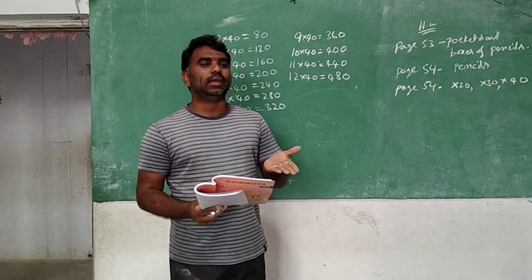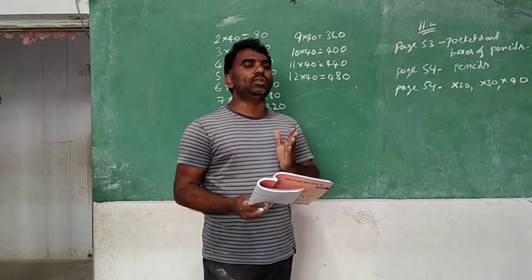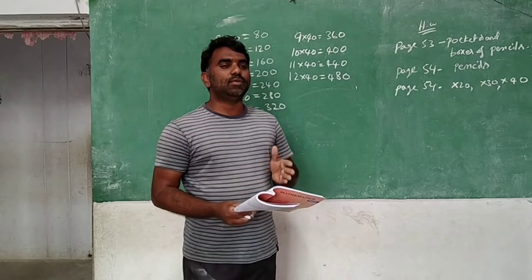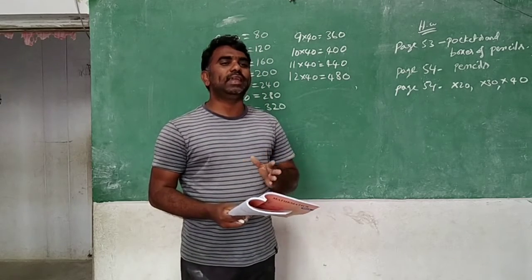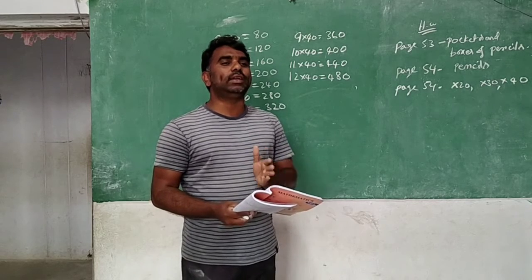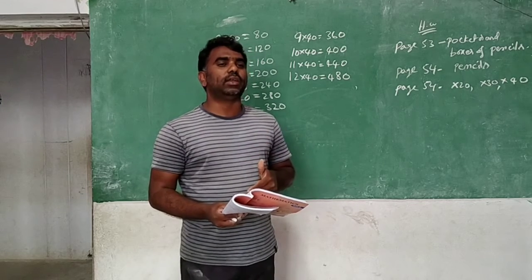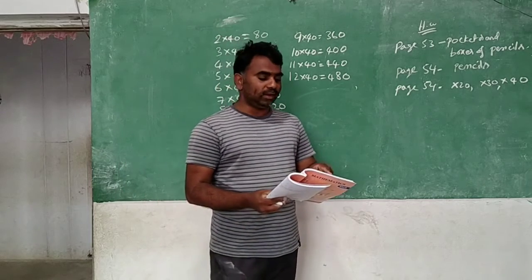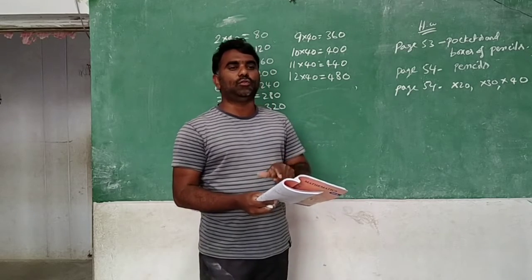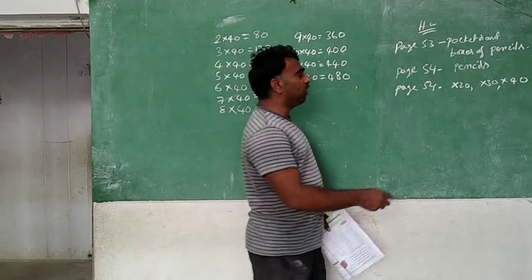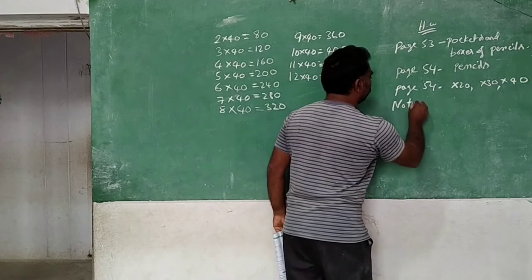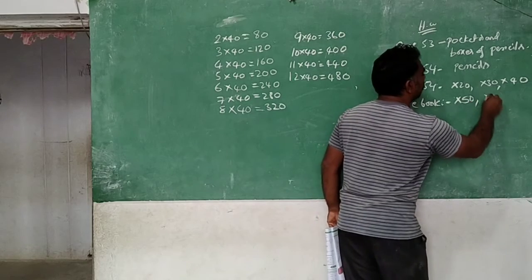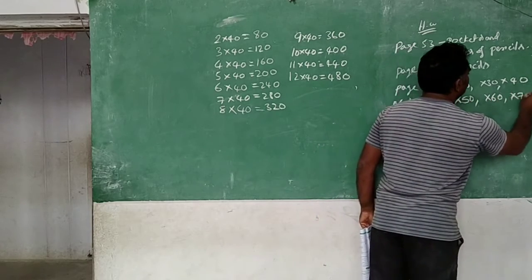And one more line: 2 into 60, 3 into 60, 4 into 60, like that. One more line: 2 into 70, 3 into 70, 4 into 70, like that. These three lines you need to write in the notebook. In the textbook, you will complete into 20, into 30, into 40. Afterwards, in the notebook, you need to write into 50, into 60, into 70.